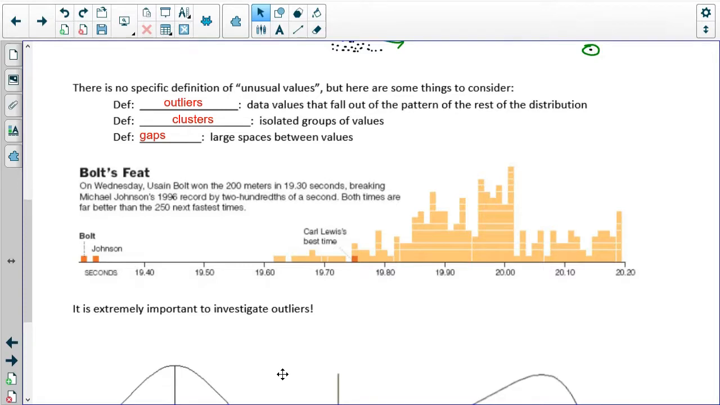But it's important to investigate outliers. The reason it's important is because if we take these data points and pretend that because it's an outlier, it doesn't exist or we should ignore it, then we're ignoring the fastest time that's ever been run in the 200-meter dash up until the time that Usain Bolt had done it. Just ignoring outliers is not good.